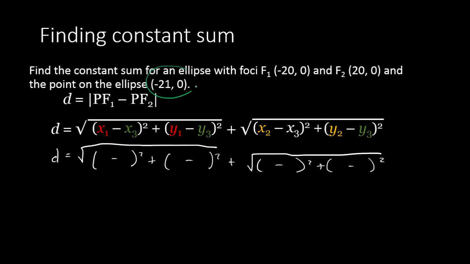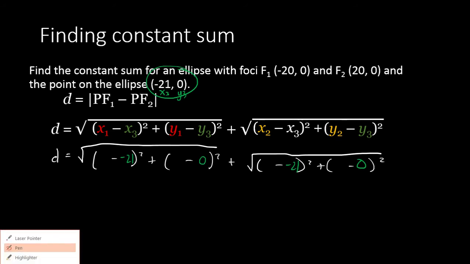Okay, so what do we know? We know that the point on the ellipse must be x3, y3. So x3 is negative 21. Don't forget that negative symbol. x3 is negative 21, and y3 is 0. Keep going. I'm going to call this guy x1, y1. x1 is negative 20. You know what? I don't know if I like that. No, I'll leave it. So x1 and y1 would be 0.